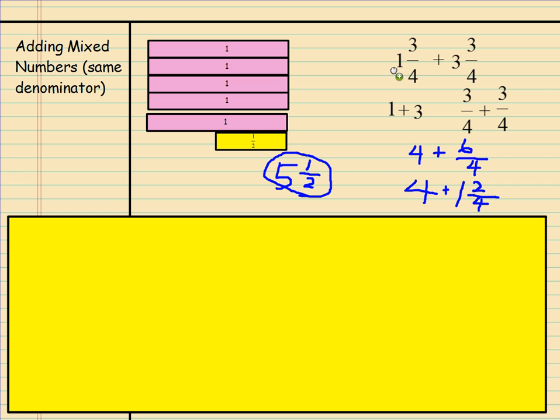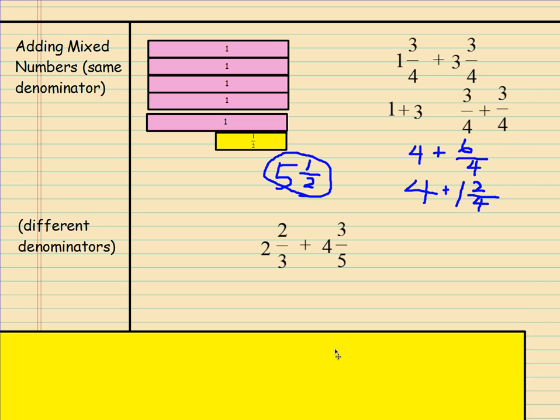So to summarize, we can add the wholes. 1 plus 3 is 4. Add the fractions. 3/4 plus 3/4 is 6/4. If there's an improper fraction, we change it to a mixed number, and we add again. We get 5 1/2. Look at the next problem.